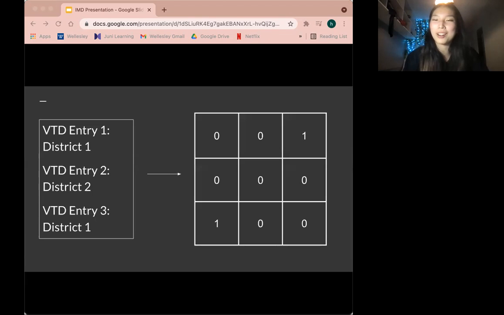So here's a better example that simplifies it more. We can see that VTD entry 1 is in district 1, VTD entry 2 is in district 2, and VTD entry 3 is in district 1 again. So if we look at row 1, column 3, we can see that there's a 1. If we look at row 3, column 1, we can see that there's a 1. But since 1 and 2 aren't in the same district, if I go to row 1, column 2, we can see that there's a 0.